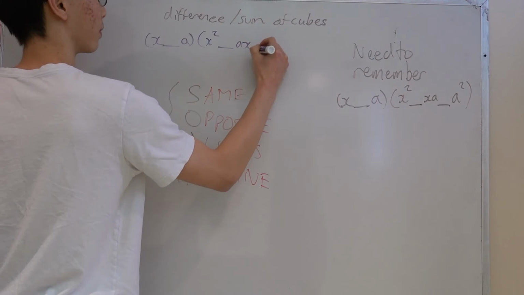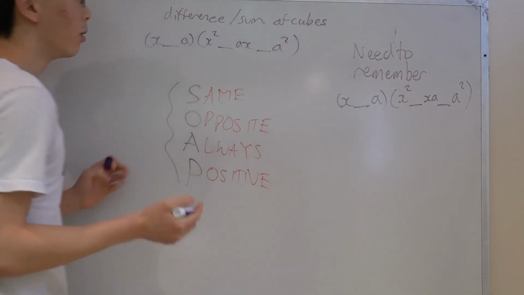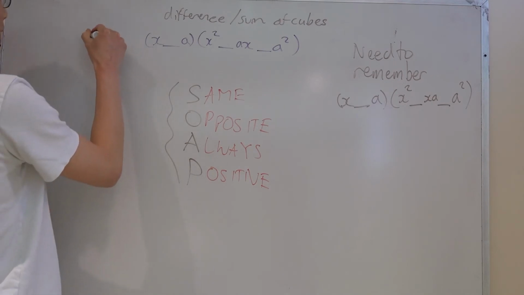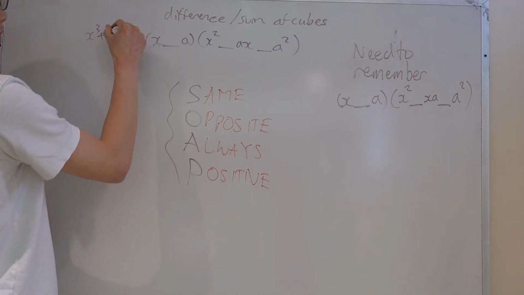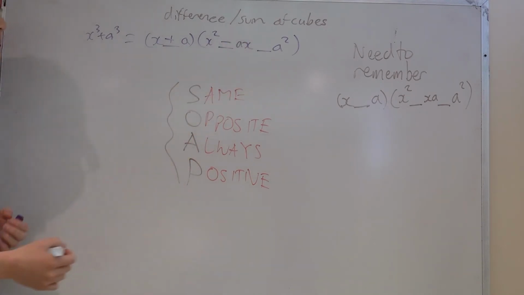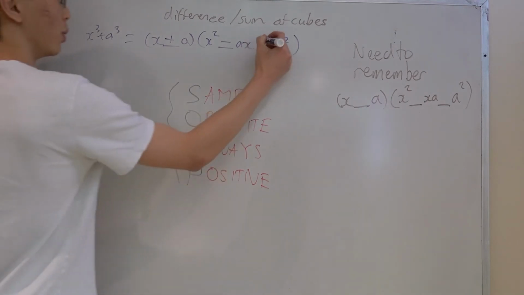Okay. We know our form has to look like this. So if we put the same sign, that's a plus. So we'll put a plus here. Then we'll put the opposite sign. So the opposite of a plus is a minus. So we'll put the opposite sign. And then the last one is always positive. So we'll put a plus.